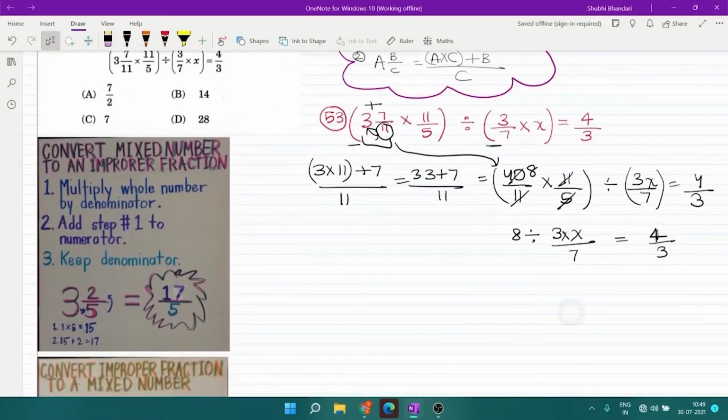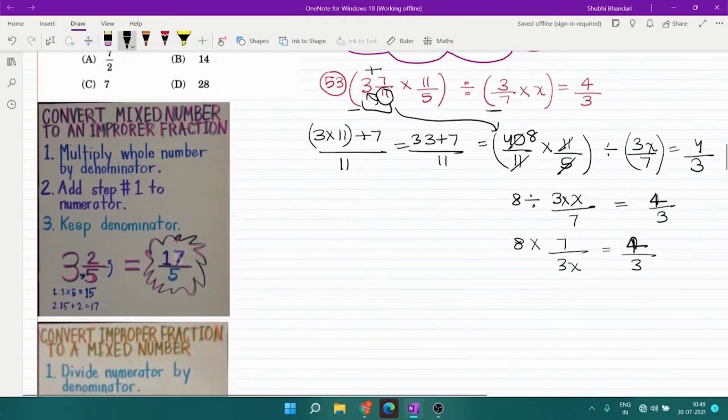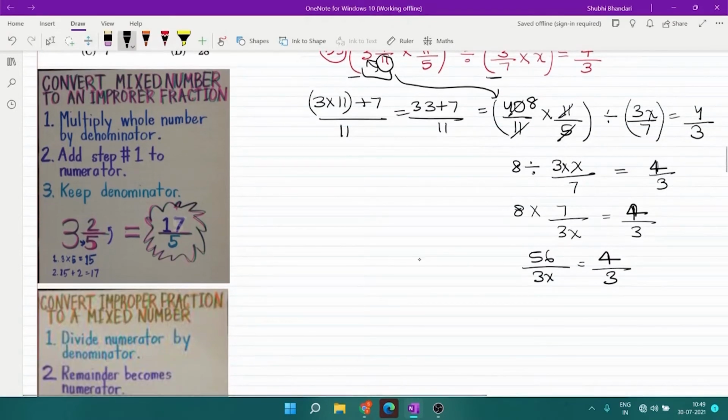So first of all, let us solve the division. 8 into 7 divided by 3x is equal to 4 by 3. So this becomes 8 into 7, which is 56, divided by 3x is equal to 4 by 3. So let us cross multiply. Doing this, we get 56 into 3 is equal to 3x into 4.